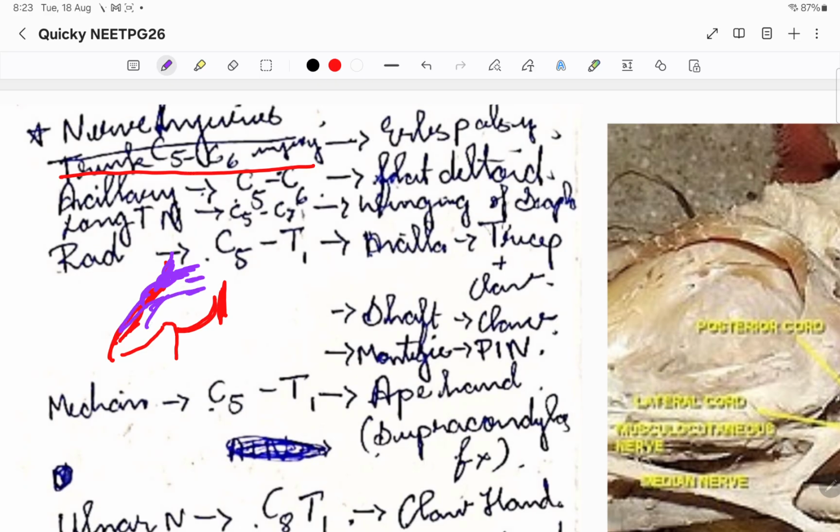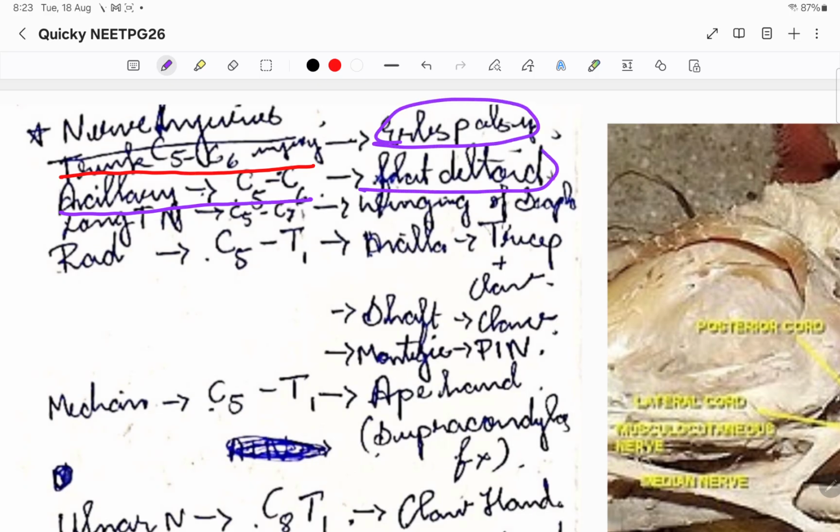So all these things will form one root, and will supply the upper limb. That is what I want you guys to orient with. C5 C6, the uppermost, if it gets injured, it is gonna be Erb's palsy and flat deltoid.